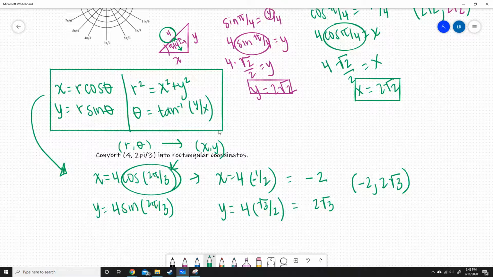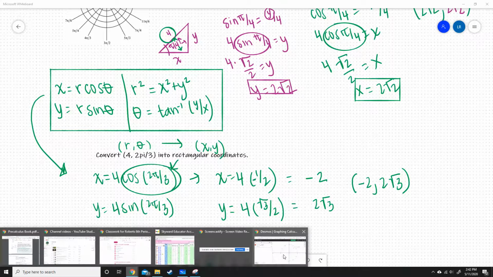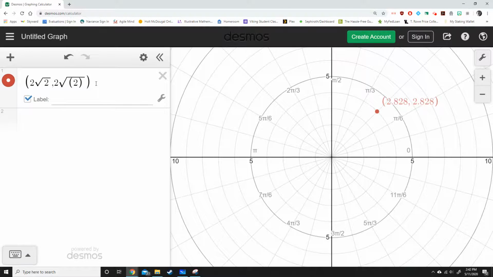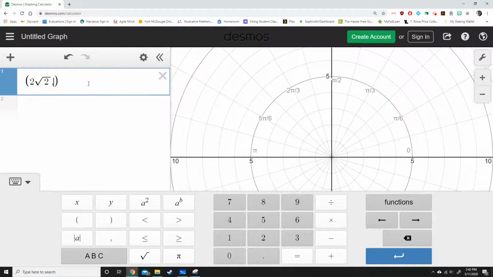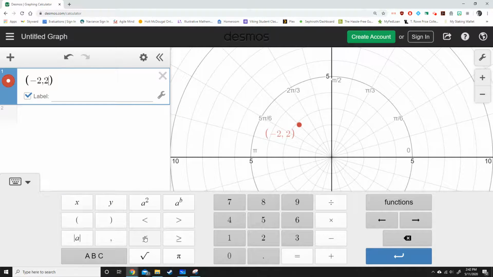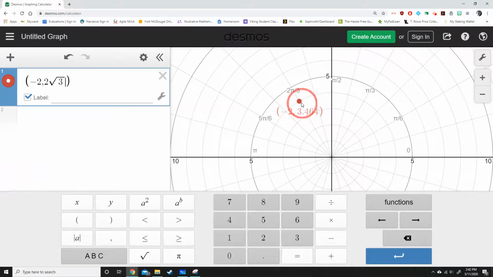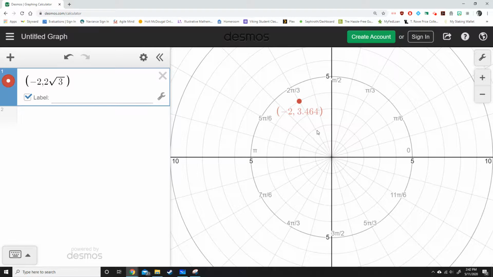Of course, if I want to check my answer, I can go to Desmos and I could type in (negative 2, 2 root 3), and it's right here. And that is 1, 2, 3, 4, and it falls on 2 pi over 3. So I know that I figured that out correctly.